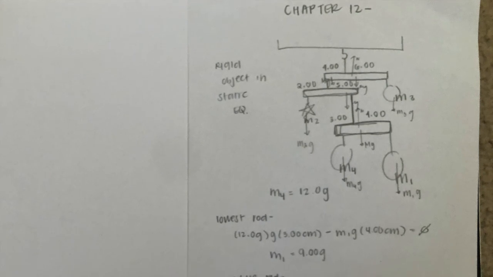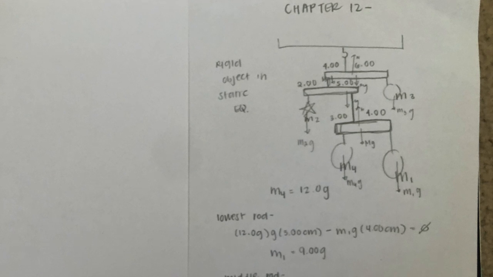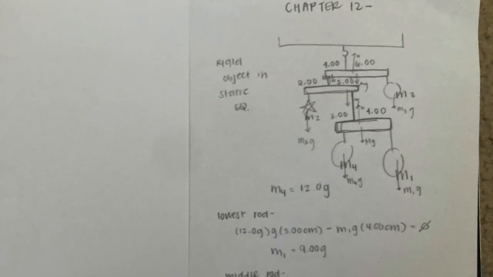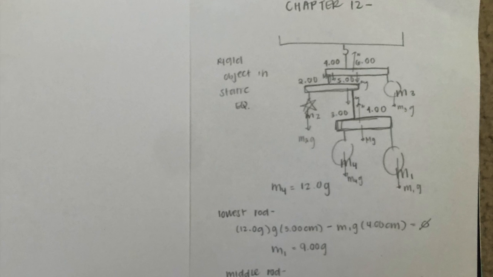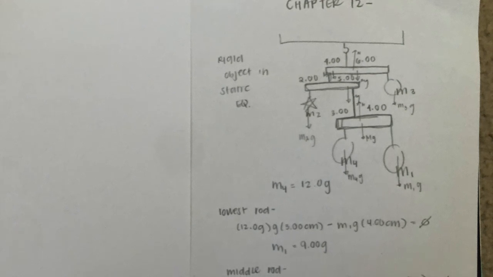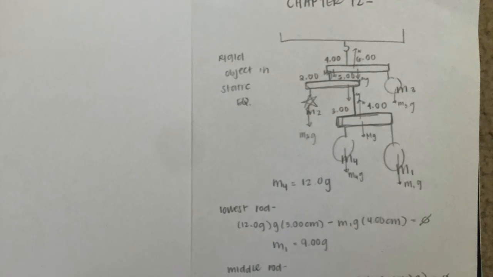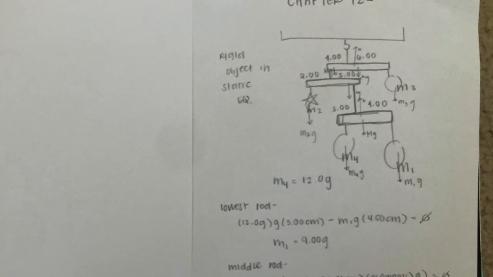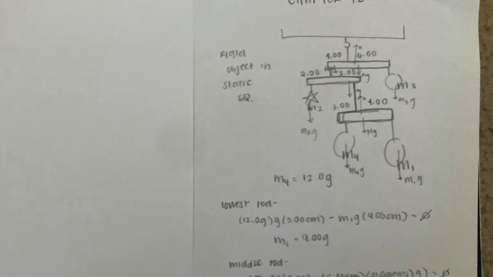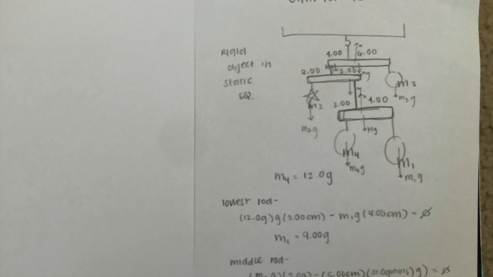Additionally, because of the way the mobile is structured, I had to begin calculating from the lowest most rod going up to the top, because some of these rods are connected to one another, meaning that some masses are going to be needed to be calculated before others.